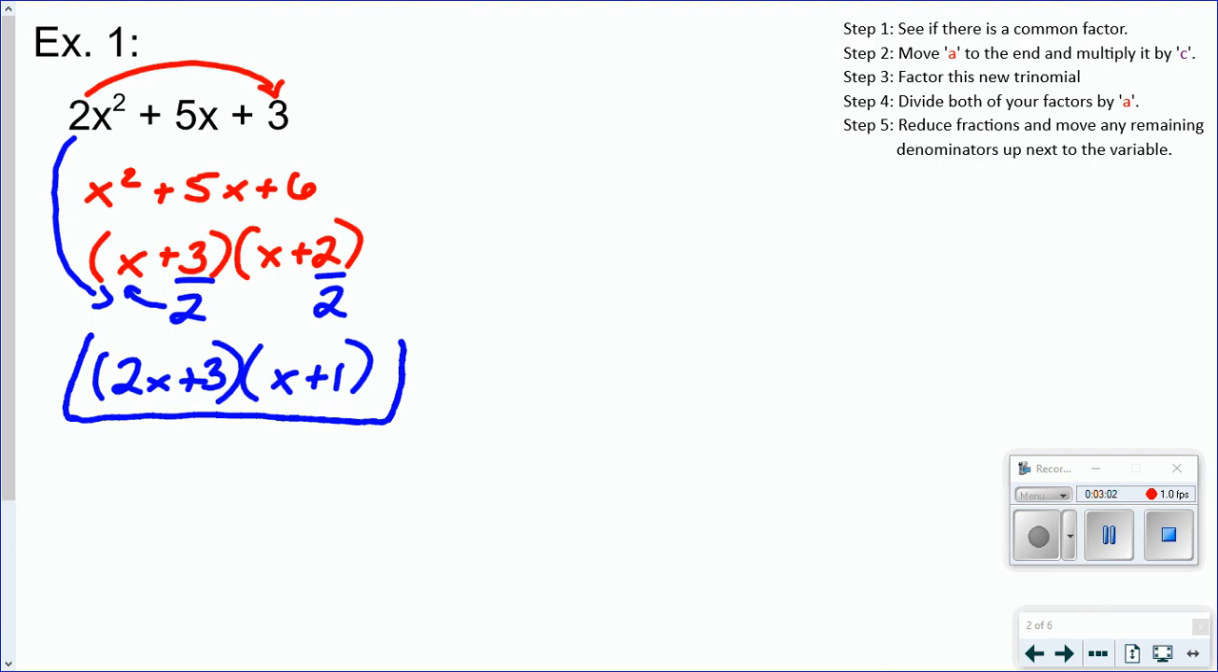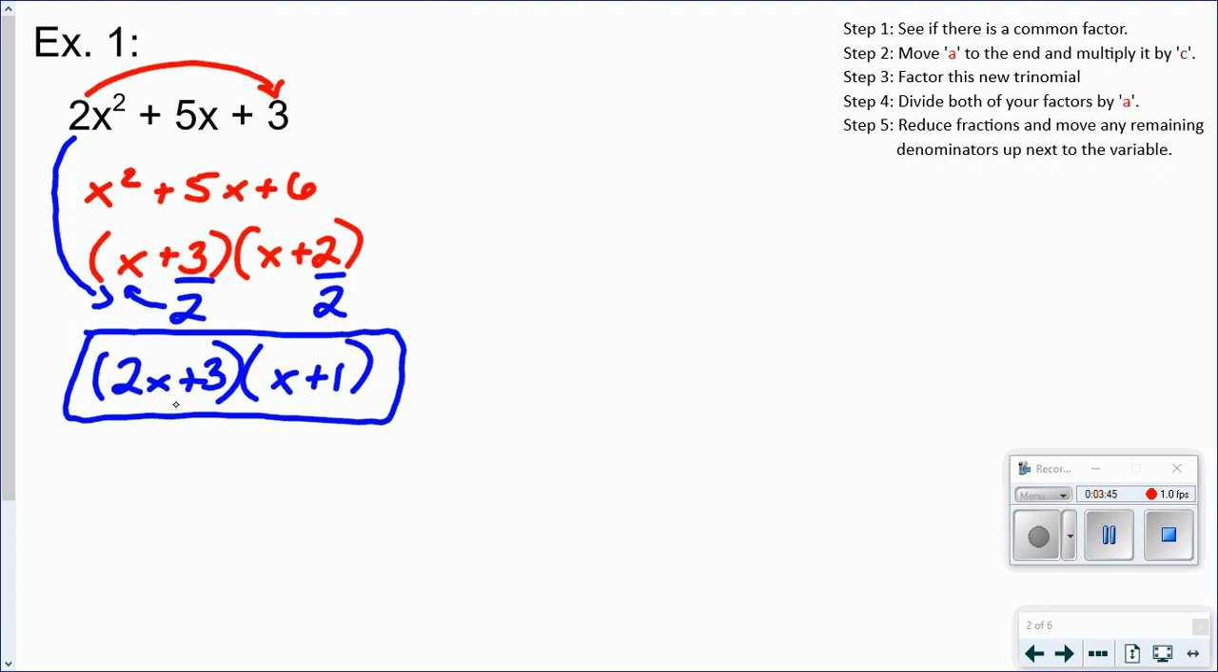Again, I'm going to do 4 or 5 examples for you. So if you didn't follow that, that's okay. Stick with me. But let's step through this again. So we didn't have anything we could factor out. So we took the coefficient of x squared and we moved it to the end and multiplied it times this last term. So 2 times 3 gives us 6. Then we factored this. So x plus 3 times x plus 2. And then we moved this 2, the coefficient of x squared, down here and divided each of these by 2. The 2 over 2 simplified to 1. The 3 over 2, you couldn't simplify that. So I just moved the 2 up next to the x and left the 3 there.